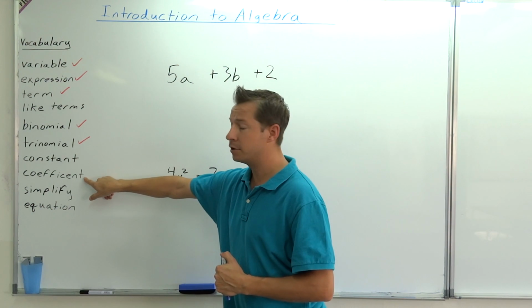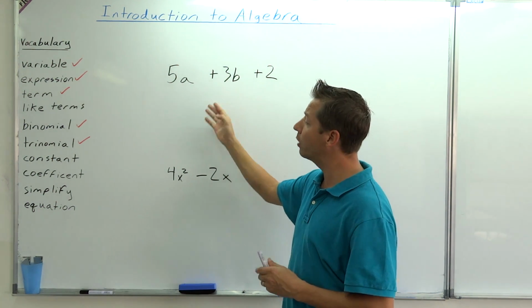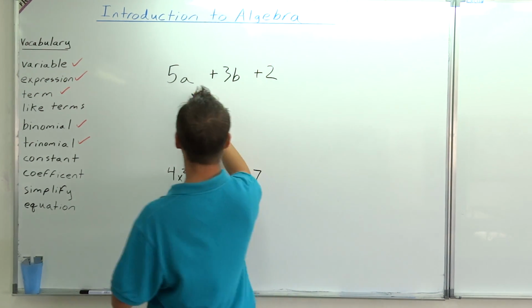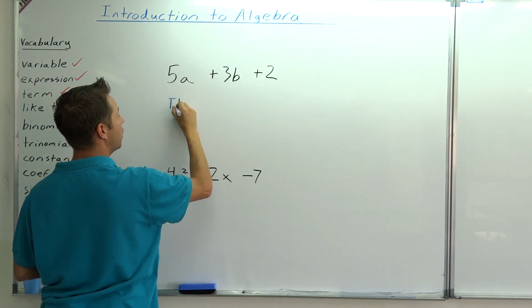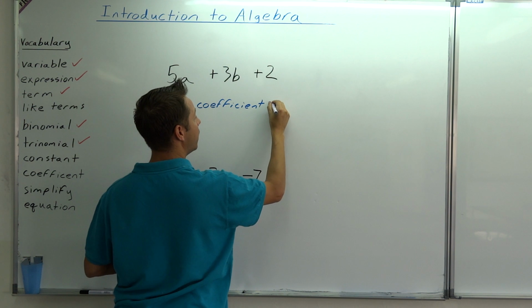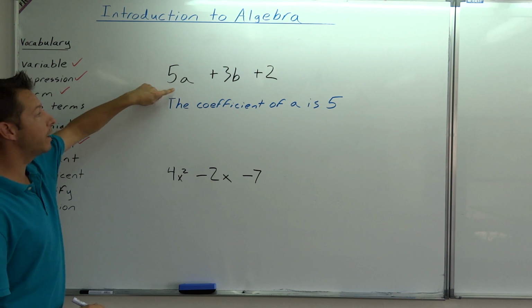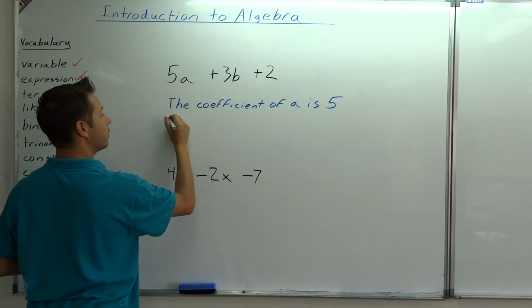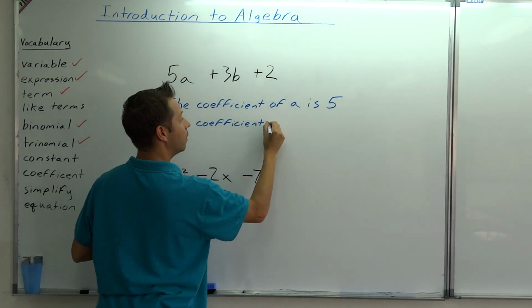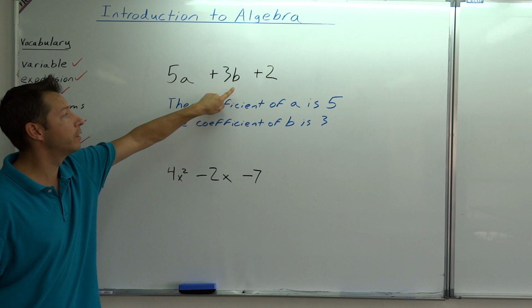Now, the coefficient inside of an expression is any number that's in front of a variable. So when we use the term coefficient, we're talking about the number that's in front of the letter. So in this particular case, I've got a number that's in front of a, so we would say the coefficient of a is 5. And that just means that the number that's in front of the letter is 5. We would say that the coefficient of b is 3. Okay? So that's the number that's in front of this letter.